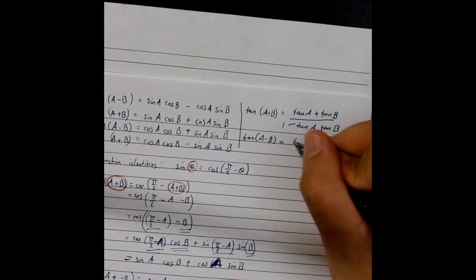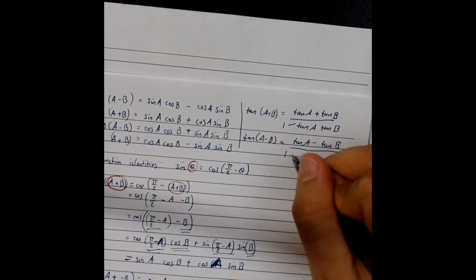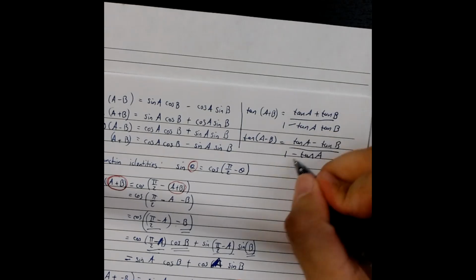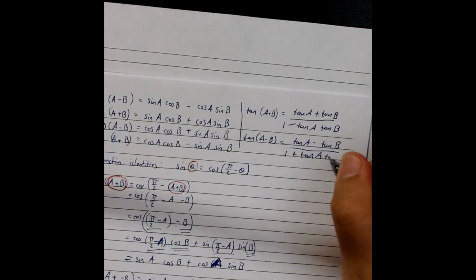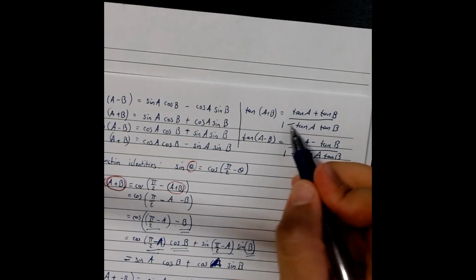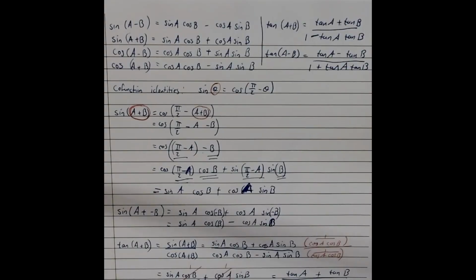So tangent of A minus tangent of B over 1 minus tangent of A, oh, that should be a plus now, plus tangent of A tangent of B. So that plus becomes a minus, that minus becomes a plus. And there we go. We have all the sum and difference formulas for sine, cosine, and tangent.